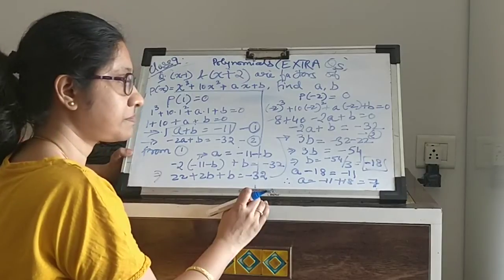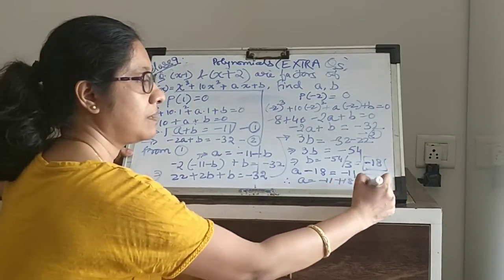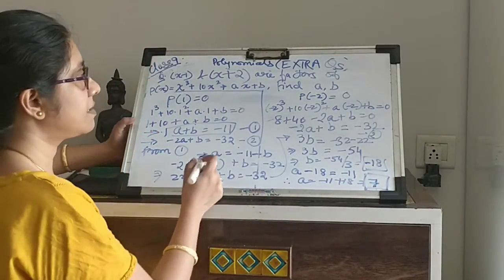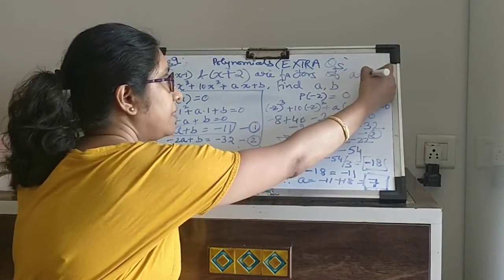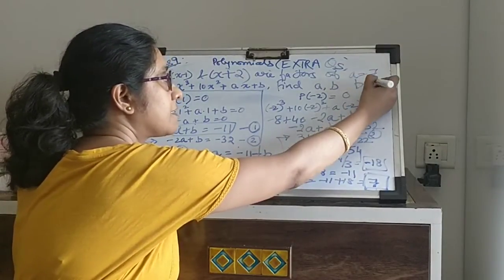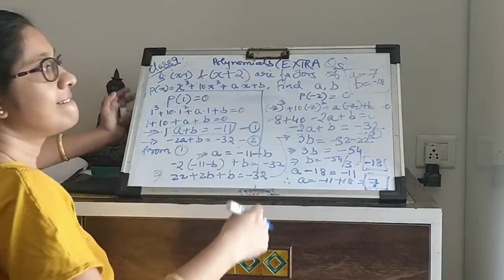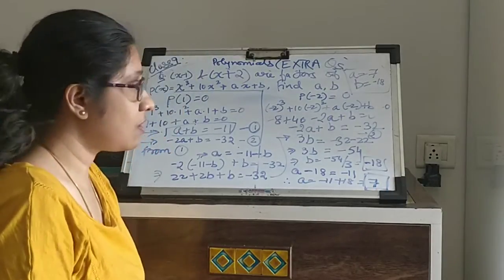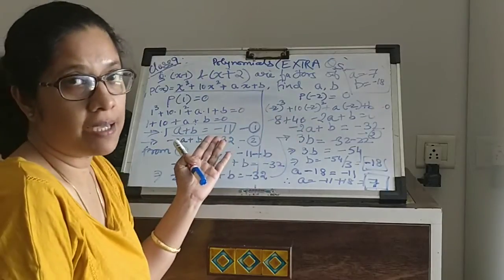Right? That is fine. Does that explain the thing? So what I get here is a is 7 and b is minus 18. Done? All solved. Just a couple of steps.